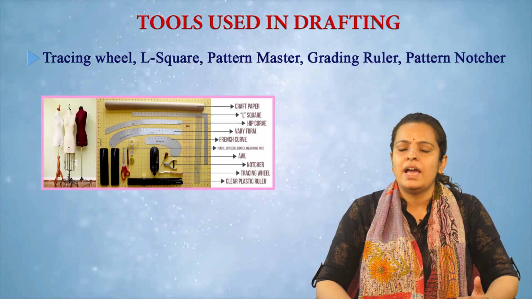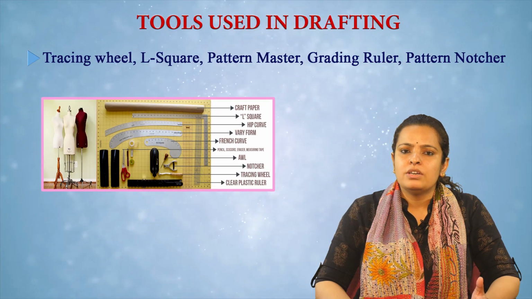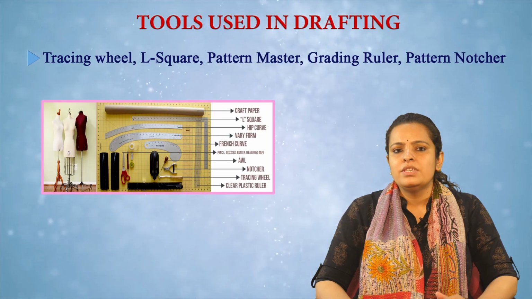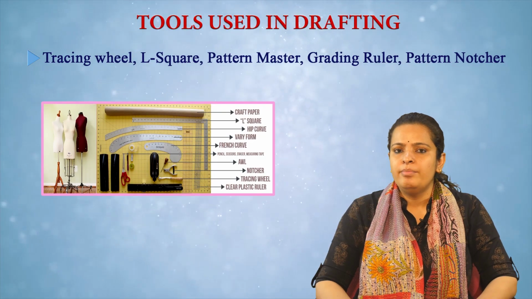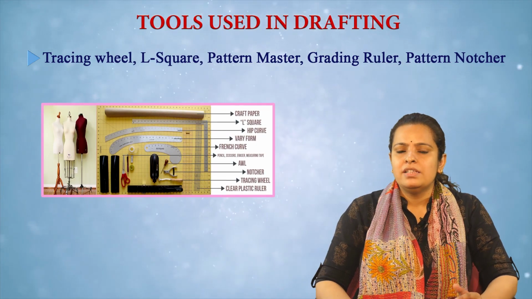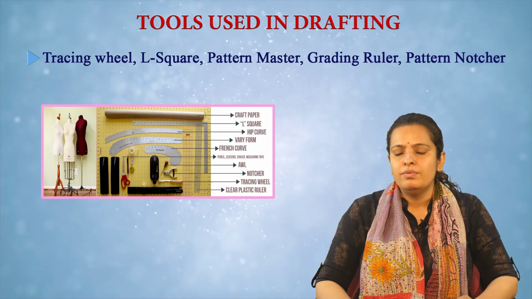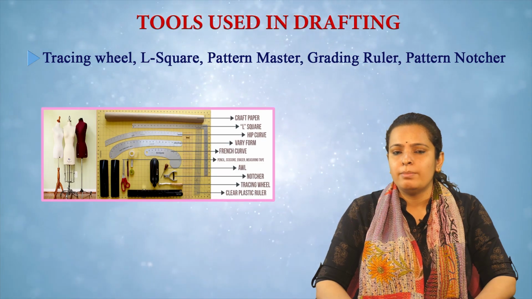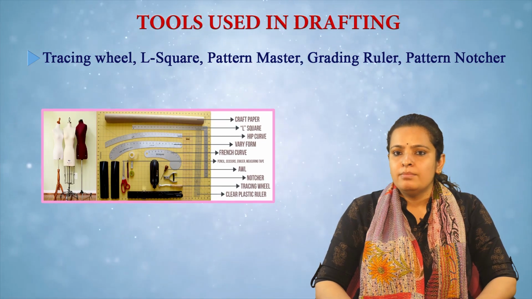Like if we have a design, we just put it on the pattern paper and, with the use of the tracing wheel, we transfer the design onto the pattern paper. We have the L-square shaped scale, which we use while we are drafting the pattern. We have the pattern master.